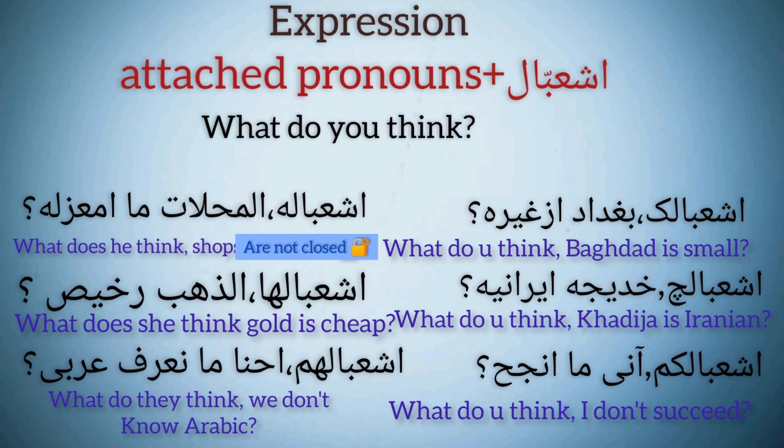Okay, our first example is إيش عبالك بغداد صغيرة. What did you think, or what did you wonder? Baghdad is small. إيش عبالك means what did you wonder? Baghdad is Baghdad. صغيرة means small.